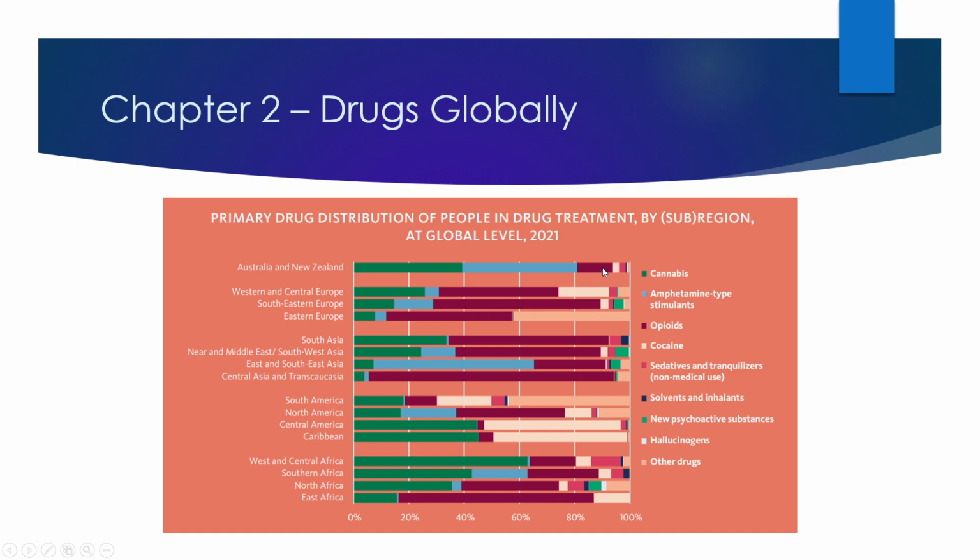Opioids, smaller, and then sedatives, the pain tranquilizers, so not using pharmaceutical drugs appropriately that are sedatives or tranquilizers. Then you have things like solvents and inhalants, other newly developed psychoactive substances that are fairly new on the market, hallucinogens, other drugs. Those are generally less commonly treated. They're less commonly in treatment for those things. They're not the major things here for Australia and New Zealand.